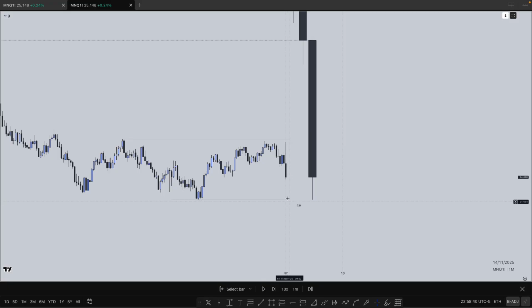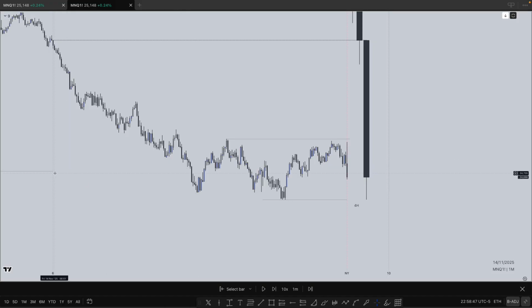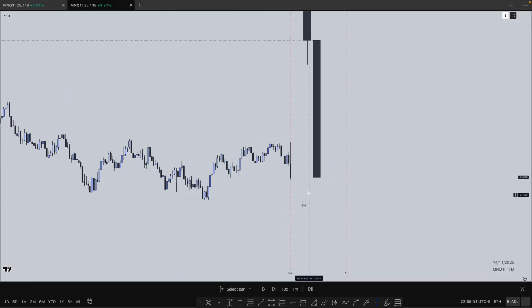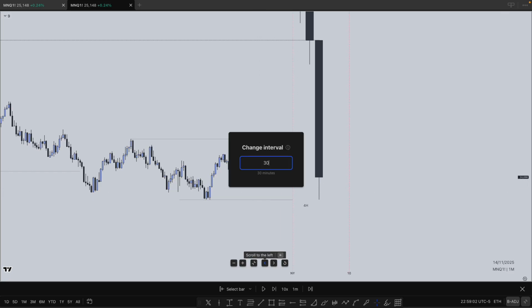So the fact that we're going lower first to take out the pre-market lows, having taken out this previous week low, I can then safely frame long positions with these targets and higher, depending on what the price action is giving me. So I'm going to drop down to the 30-second chart for this.